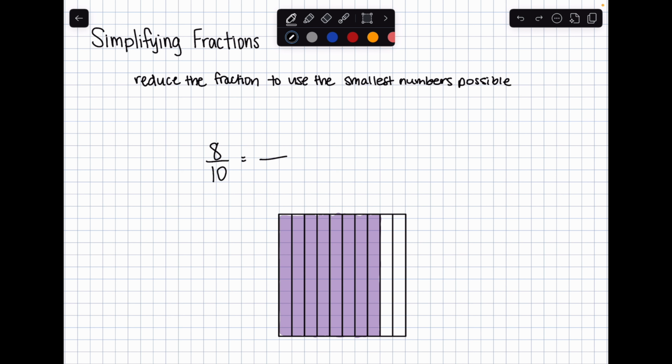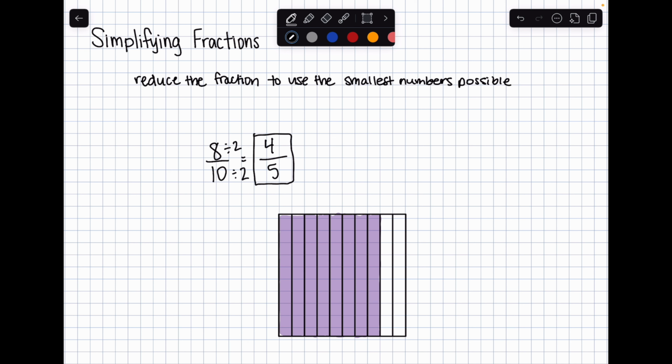So to solve that, I've got 8/10, and I have to ask myself, okay, is there a number that I can divide 8 and 10 by? In this case, yes. So if the answer is yes, that means that it can be simplified. So 8 and 10 can both be divided by 2, and then I can just solve. So 8 divided by 2 is 4, and 10 divided by 2 is 5. So my fraction, 8/10, in the simplest form is 4/5.